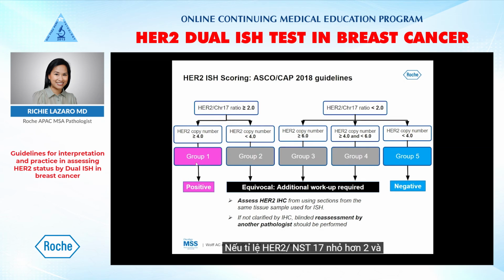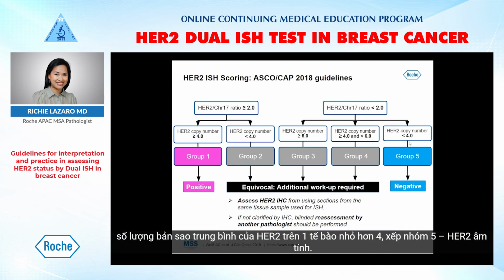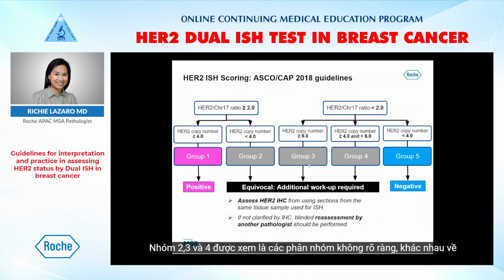If the HER2 chromosome 17 ratio is less than 2.0 and average HER2 copy number is less than 4.0, this is group 5, HER2 negative. Groups 2, 3, and 4 are considered equivocal-ish categories, varying in their average HER2 copy numbers.